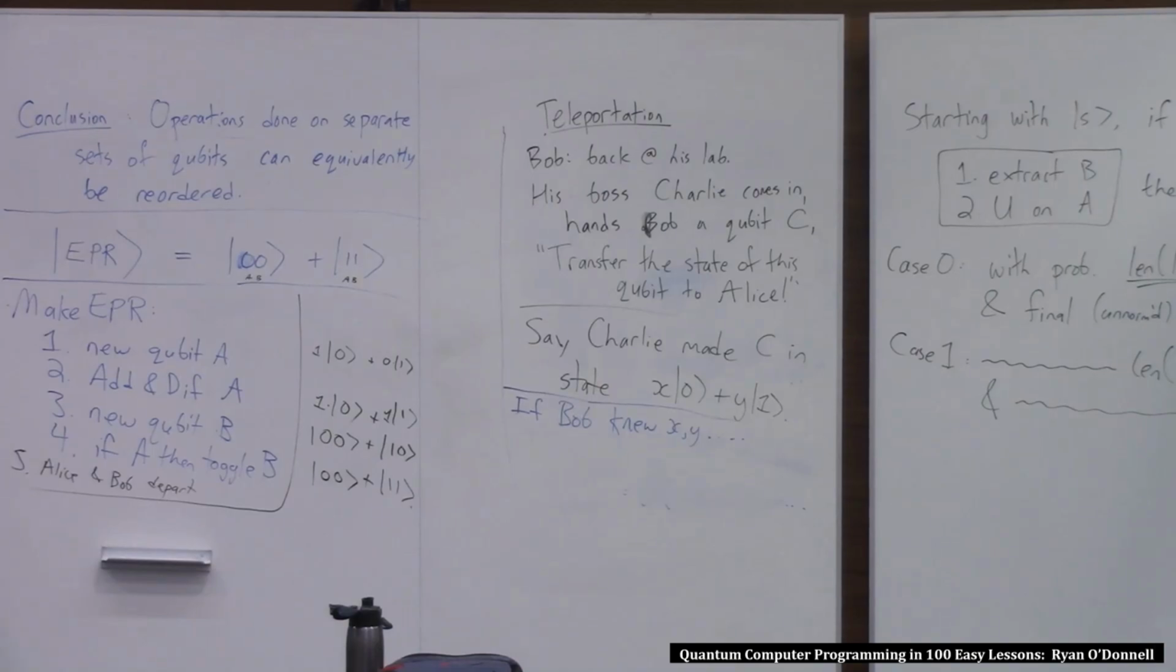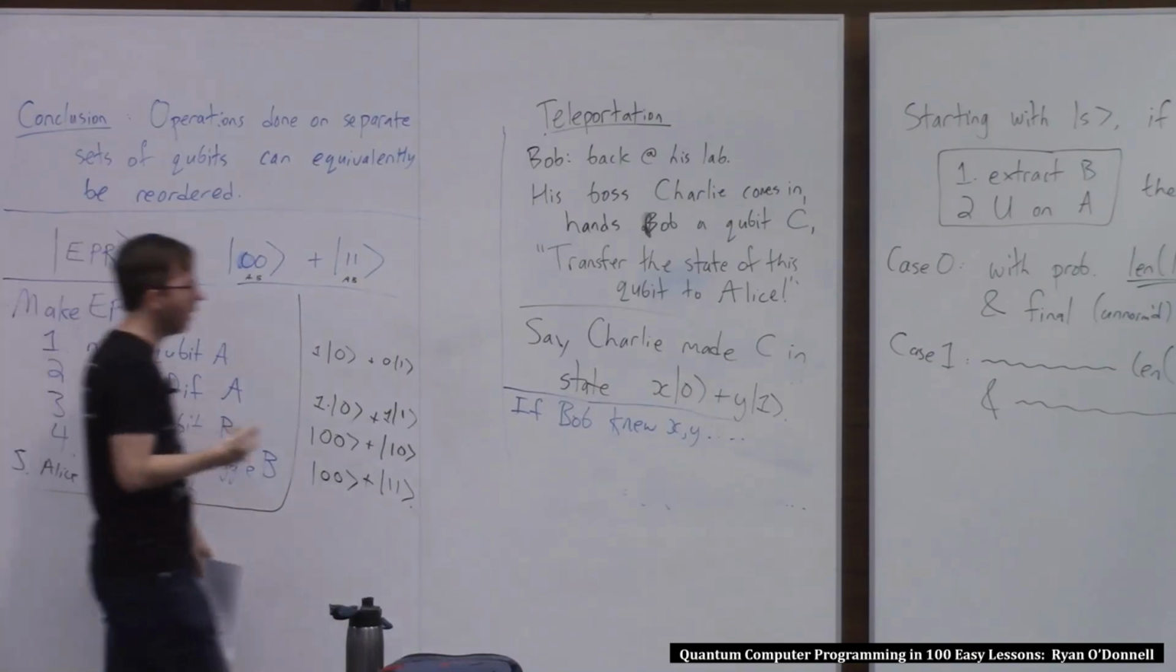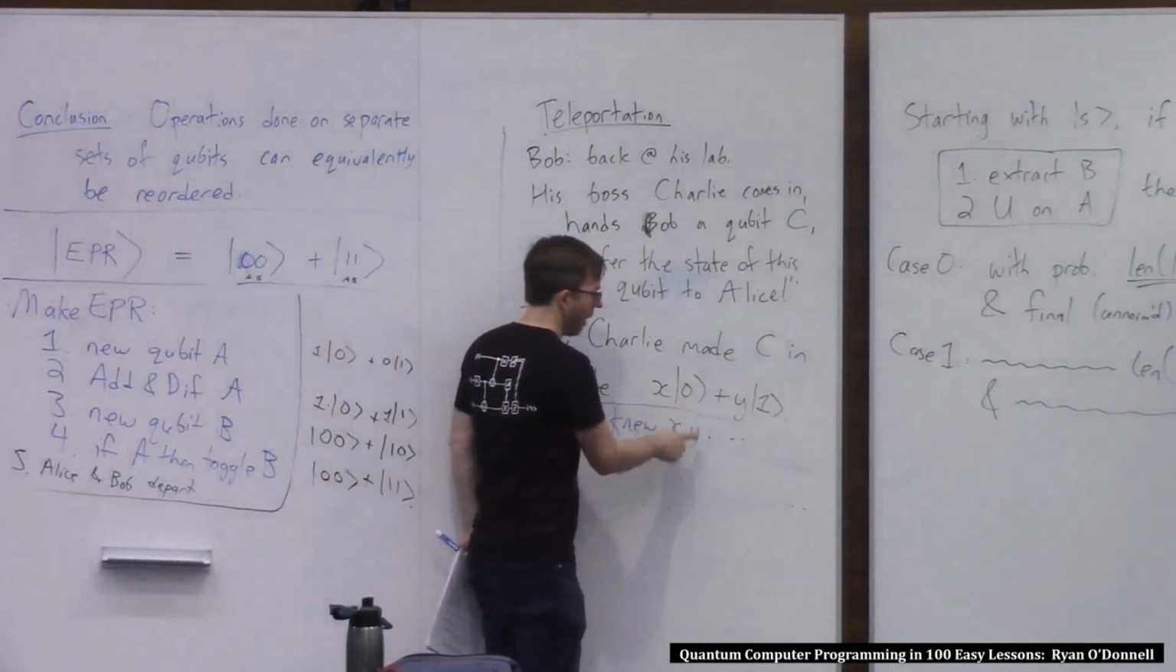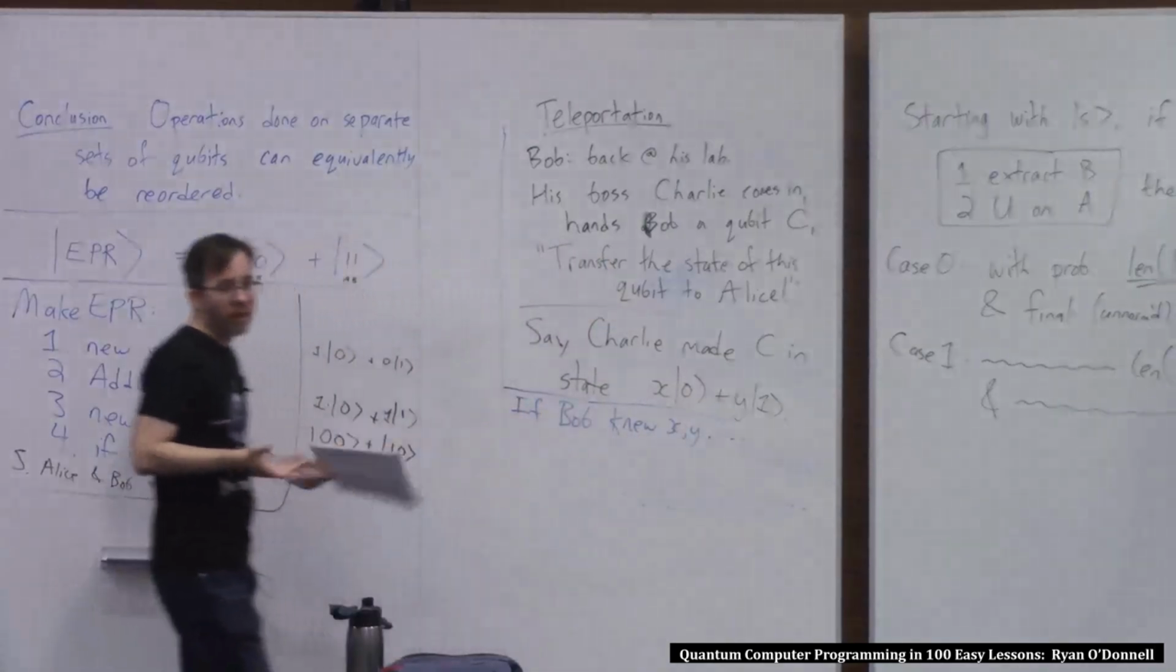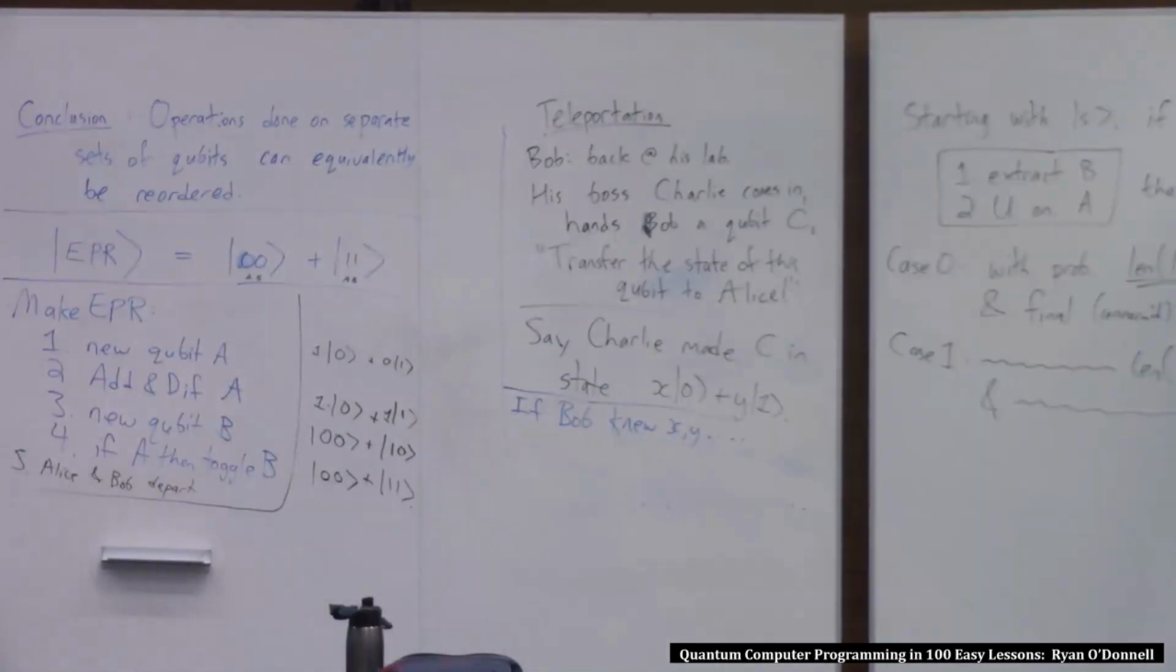And he could say, yo Alice, please make a state with x amplitude on 0 and y amplitude on 1. And Alice would say, okay, no problem. In fact, Alice could then make 50 qubits in this state, because she knows x and y. She could make as many copies as she wants. There is actually a slight hitch with that.